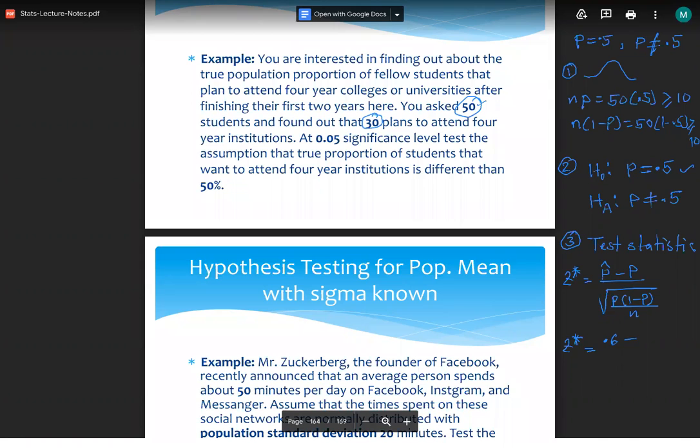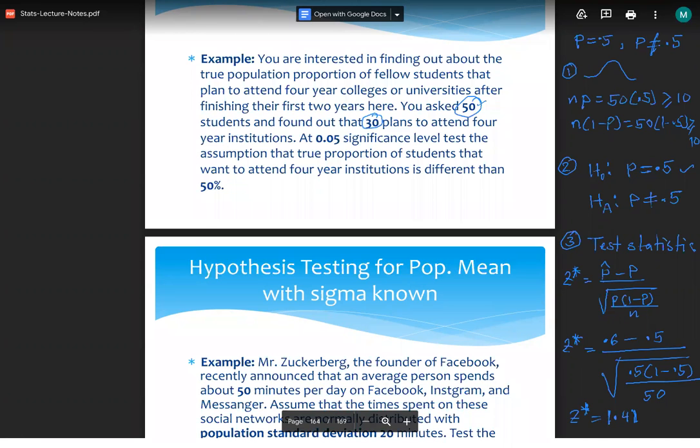P is 0.5. All of it divided by the square root of 0.5 times 1 minus 0.5, all of it divided by sample size 50. So if I do the math, what do I get? So 0.1 divided by the square root of 0.5 times 0.5 over 50, which is 1.41. So your Z star is equal to 1.41. Z star is 1.41.